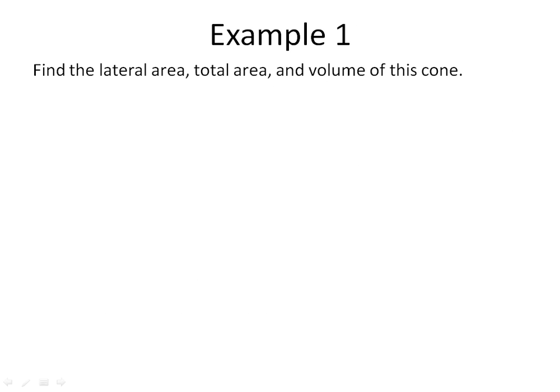Okay, example 1. They want us to find the lateral area, total area, and volume of the cone. So the first thing we need to do is look at the cone and the way it's structured. They gave us the height, which is this one right here, and they gave us the 27, which is the radius of the base. We need to find the slant height along the edge so that we'll be ready to find the lateral area.